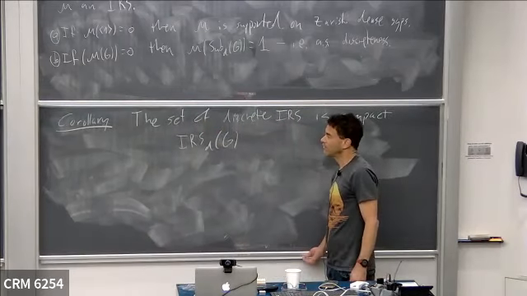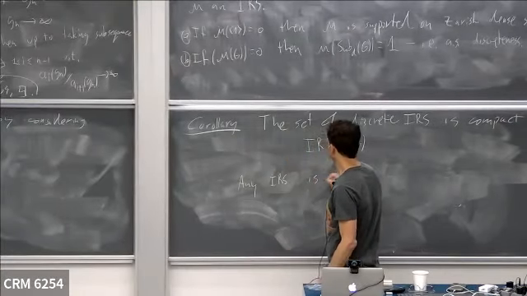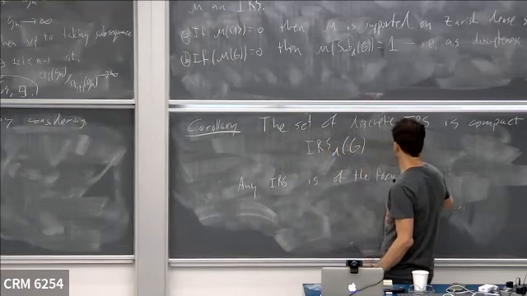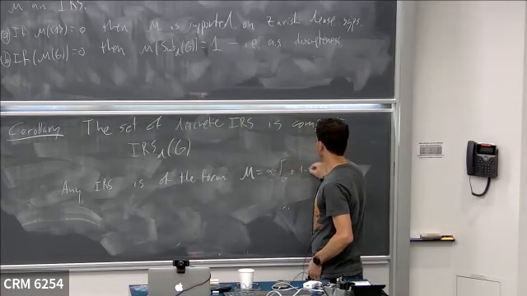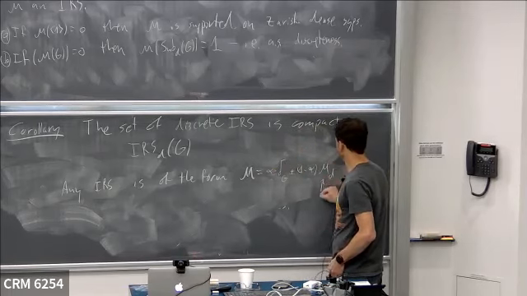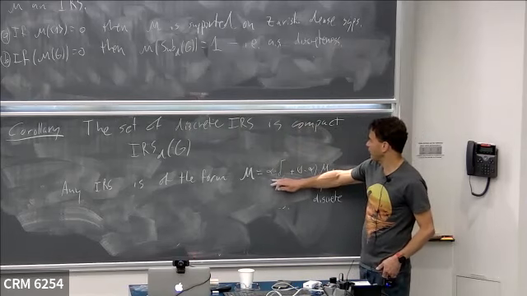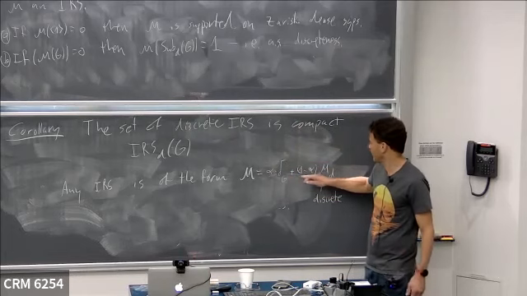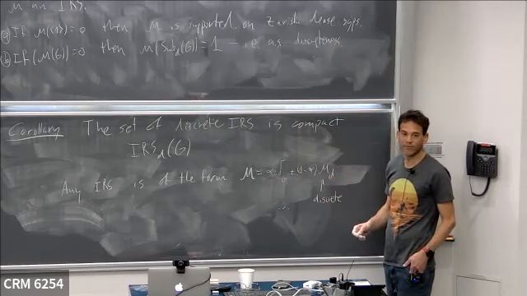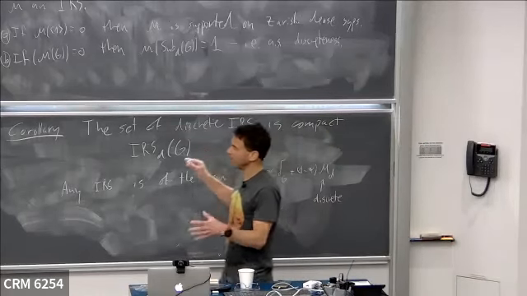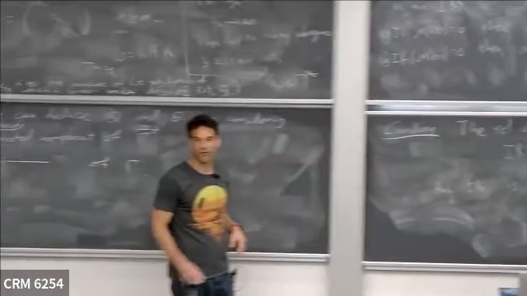And why? Because any IRS, by the Borel density theorem, is of the form mu equals alpha times Dirac at G plus (1 minus alpha) times mu_D, where mu_D is discrete. Any IRS is of this form. So if you consider only the space of all mu such that alpha is zero, so all the support is on discrete subgroups, it is still compact. The limit of such must also be like that because G is an isolated point, and if any point in the support is not G, it must be discrete. It means that the set of all discrete IRS is compact.